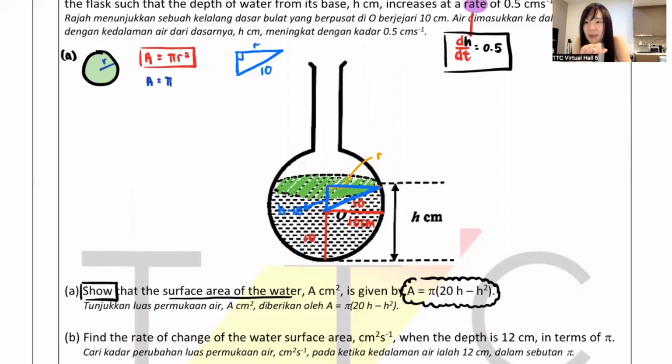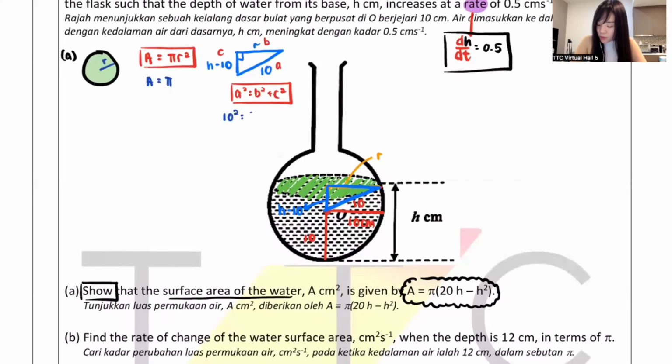I got one student tell me 10 minus H, my dear. H is longer, 10 is shorter. What made you think that the 10 can minus the H? It should be H minus 10. Saw it? With that, I think I can find the R now. How do I find it? Using Pythagoras theorem. Pythagoras theorem is the longest one squared is always the short one squared plus the other short one squared. Let me show you the working. 10 squared equals R squared plus (H minus 10) squared.